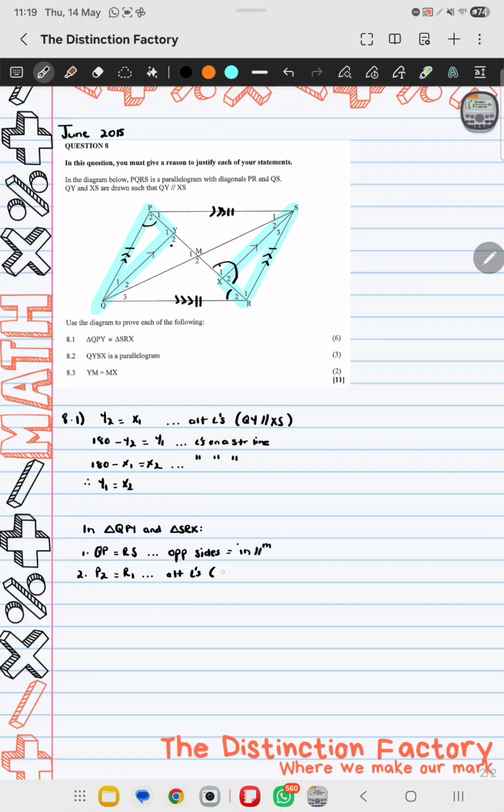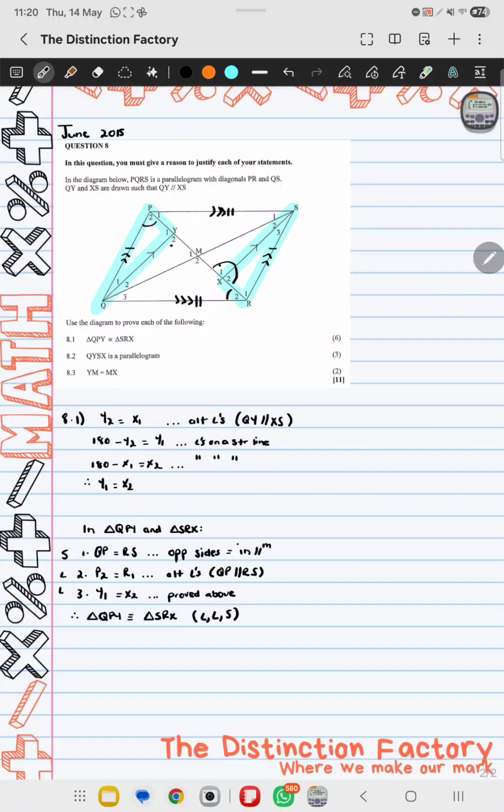And our parallel lines for this will be QP being parallel to RS. And then our third thing is Y1 is equal to X2 because we proved that above. So, proved above. So because we have a side, an angle, we can then say, therefore, triangle QPY is congruent to triangle SRX. And my case to prove it is angle, side.